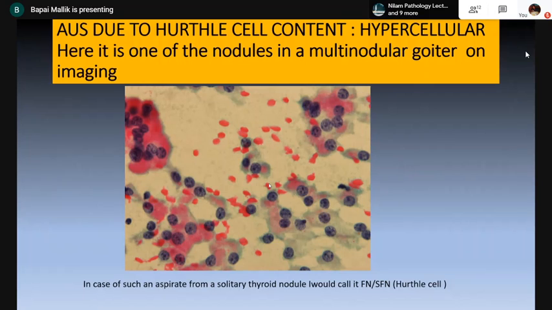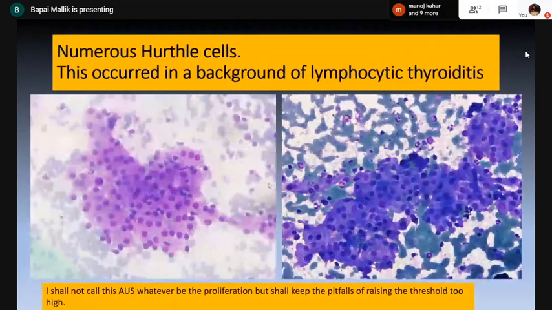So I just hold back, I pause a bit, I put it as AUS because this gives the clinician a chance not to go for lobectomy, right? And just hold on and give the patient a chance. Maybe follow him up for a while or follow her up for a while. Numerous Hürthle cells in the background of lymphocytic thyroiditis. Okay, some people might sometimes start calling it AUS. I usually don't call it AUS because I have a very, very high threshold. I shall not call this AUS, whatever be the rate of proliferation.